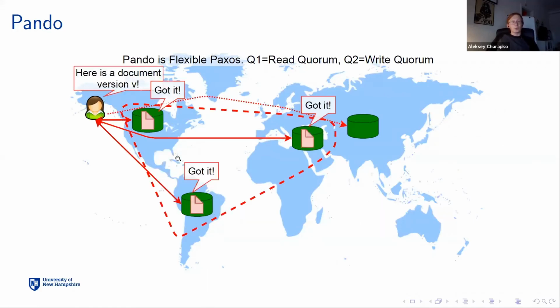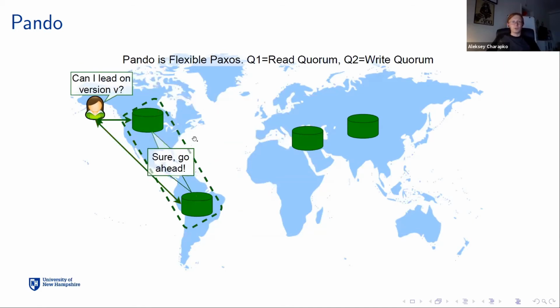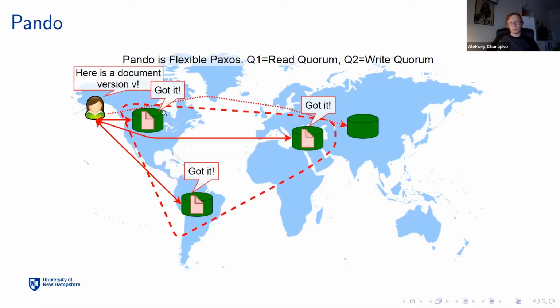So when she receives this go ahead, when she becomes the leader for this particular document with version V, she will replicate this document to a write quorum, a phase 2 quorum of storage sites. So this is how the regular flexible Paxos would work, right? So phase 1, get the leadership. Phase 2, replicate the data. Happy case of flexible Paxos.